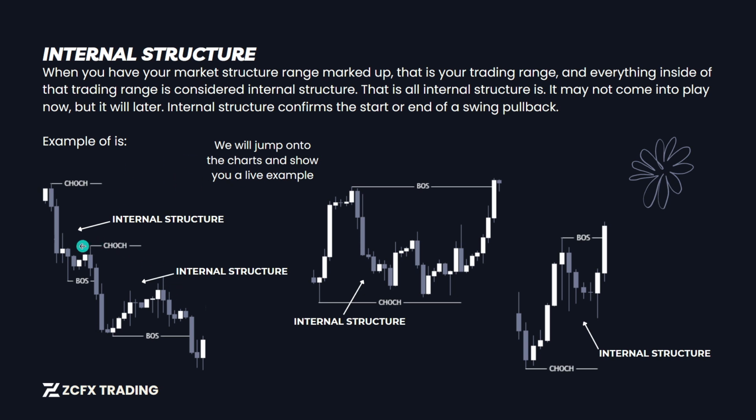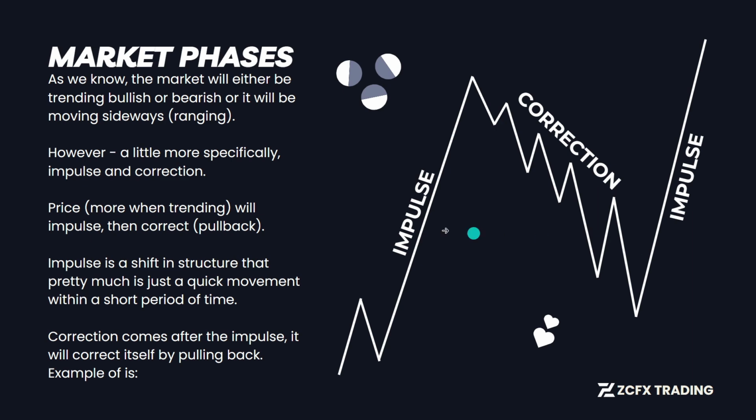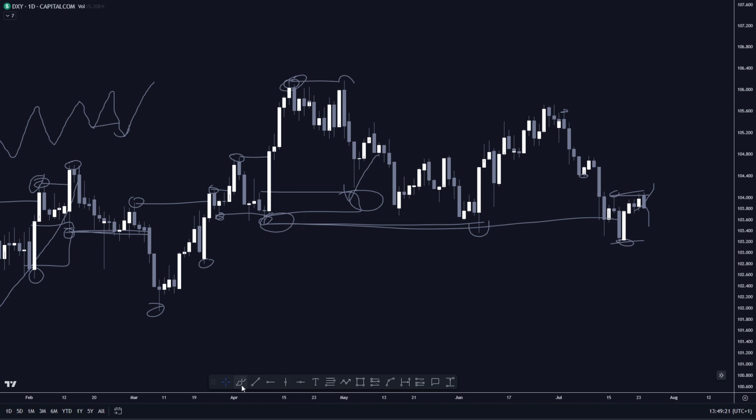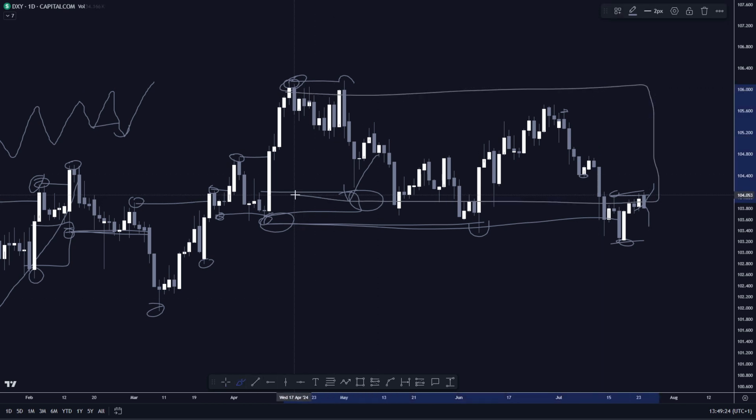Example of this: as you can see, we've got a range low, range high. Everything inside of this is internal structure. Range high, range low. Everything inside of this is internal structure. Range low, range high. Everything inside of this is internal structure. Okay. This is the range high and range low. Everything inside of this is all internal structure. We'll jump onto the charts and I'll quickly show you guys. But as you can see, all of this here is internal structure. So internal structure is just everything inside of your trading range, because this is all external. Your range high is all external. Your internal structure is completely different. This is everything inside of that range, right?